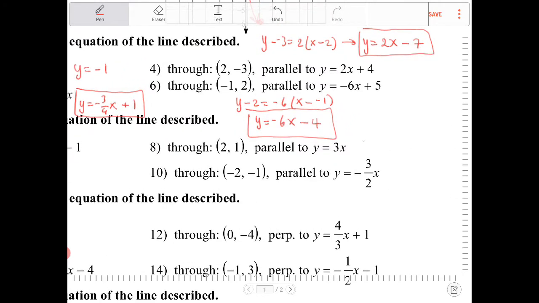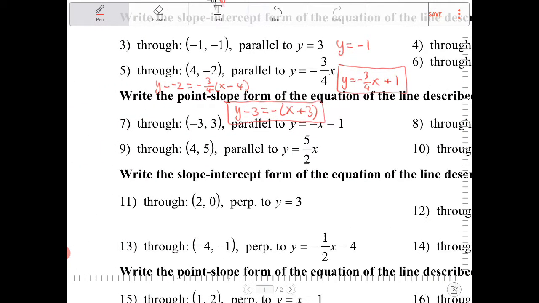Number 8. This is simply equal to y minus 1 is equal to 3 times x minus 2. Excuse me. And then this is y minus 5 is equal to 5 halves x minus 4.